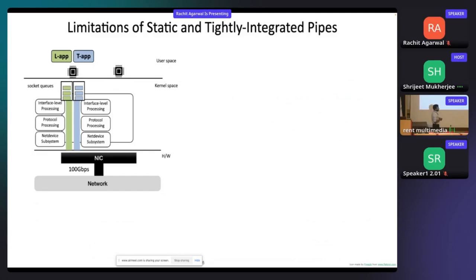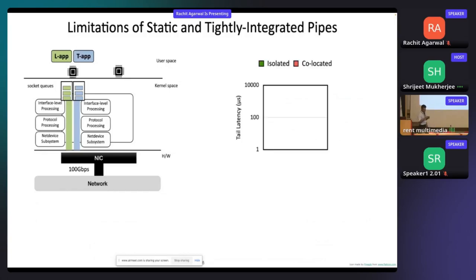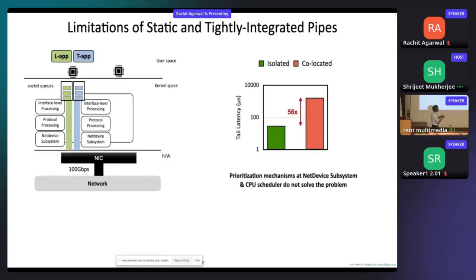Somehow I allocated these two cores while creating the socket, so that this particular socket resides on the same core. And I want to run both of these applications in isolation, see their performance, and then see what happens if I co-locate them on the cores. Yes? So, I'm going to focus on the tail latency here. If I run only the latency sensitive application, I get good enough latency in this particular experiment, around 75 microseconds. But suddenly, when I co-locate it with the throughput bound application, my latency inflates to a very large number.